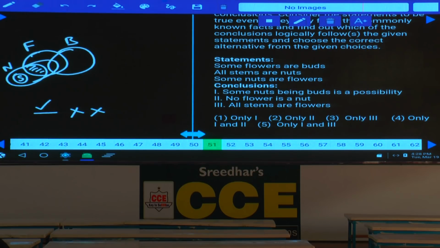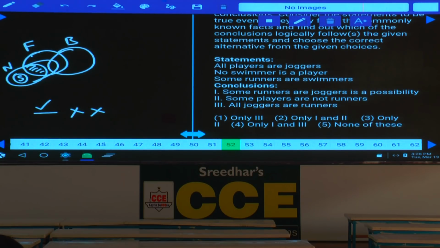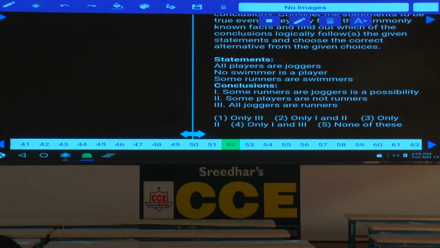And so only one follows, only one, that is given in choice 1. Question number 51, choice 1 is the answer. Then 52. Now in this 52, all players are joggers. All these players are what?